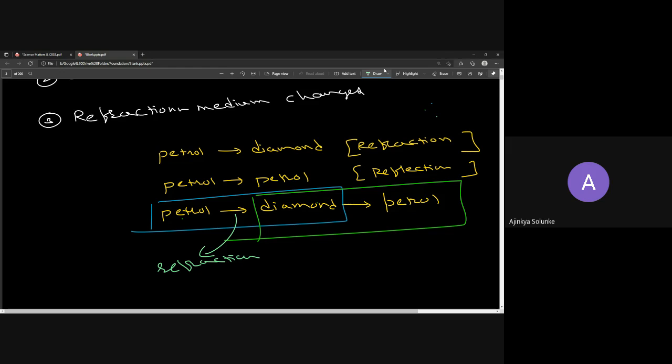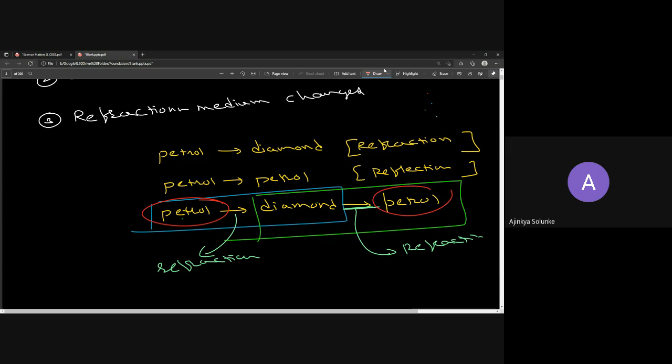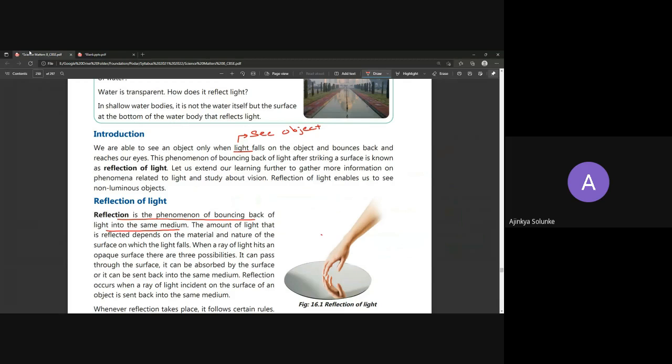What about diamond and petrol? Second case. Refraction, again, because the medium is not the same. We can understand that petrol and petrol is the same, but the light is not traveling from petrol to petrol directly. The light is traveling from petrol to diamond to petrol. That doesn't count as reflection. It is refraction only. Okay.